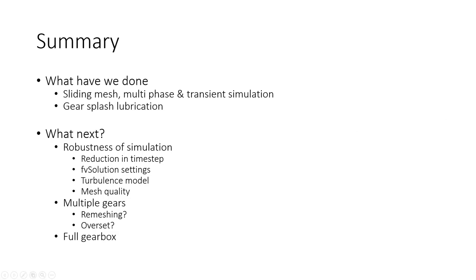So once these sort of issues have been rectified, the problem can then be extended to multiple gears. Now, with the sliding mesh approach that was used for this simulation, overlapping rotation regions isn't possible. So the two main approaches to consider are remeshing and overset grids. Remeshing is a technique where a single mesh is generated for the whole domain and the points are skewed as the gears rotate, until the quality becomes too poor, and then a new mesh for the current rotational position is introduced.